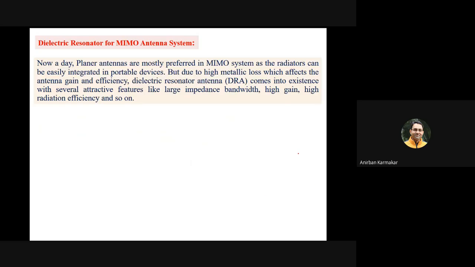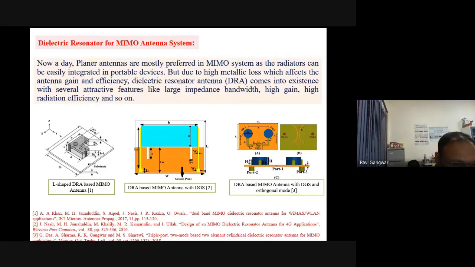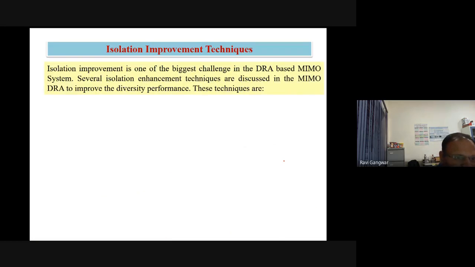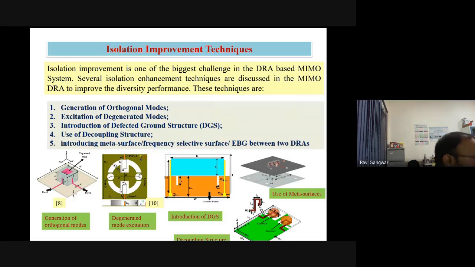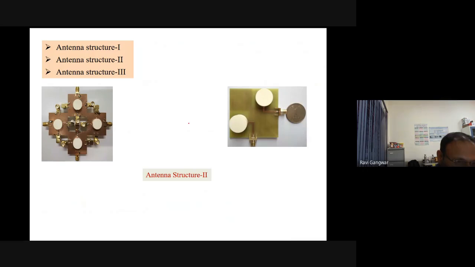Yeah. So here there are some different designs based on DRAs for MIMO applications. Now our main focus is on isolation improvement. In the literature we have 5 different techniques to get better isolation. Here I am going to discuss some orthogonal modes and defected ground structures. I am going to use these 2 different concepts to get the improvement in the DRA.